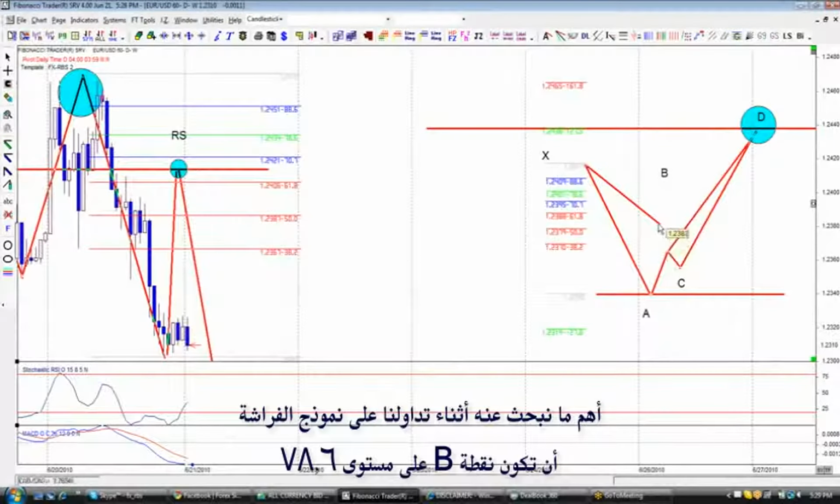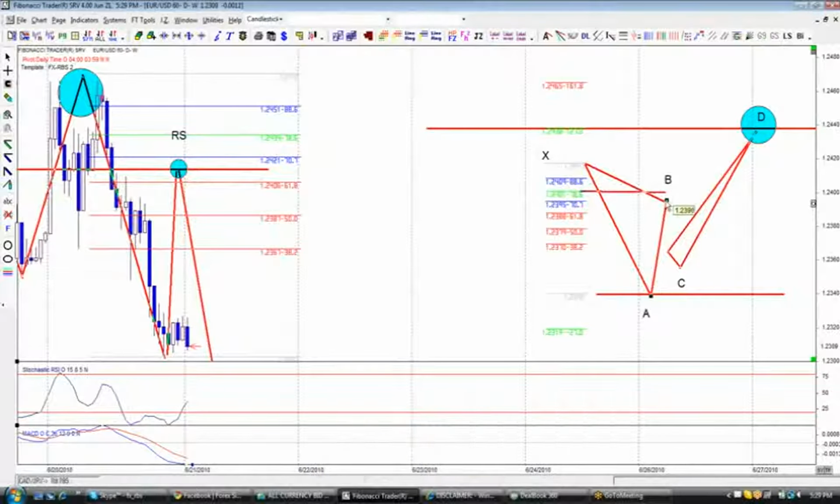What we're looking for when we are trading butterfly is that the B is usually formed at the 786 of the main swing. So here.